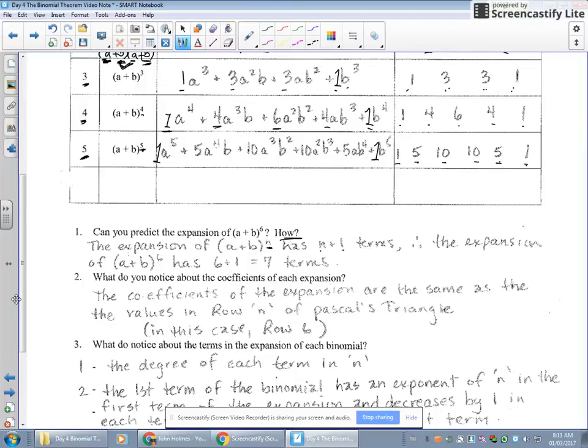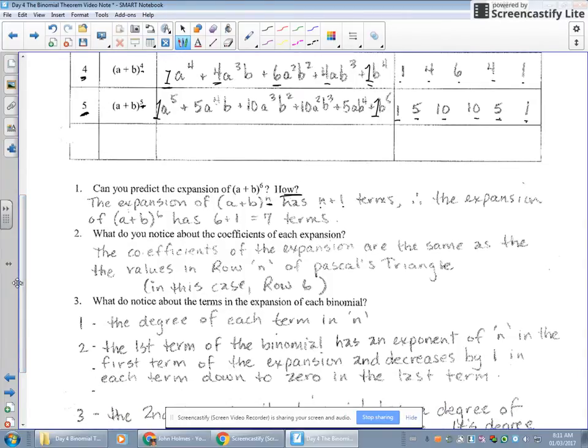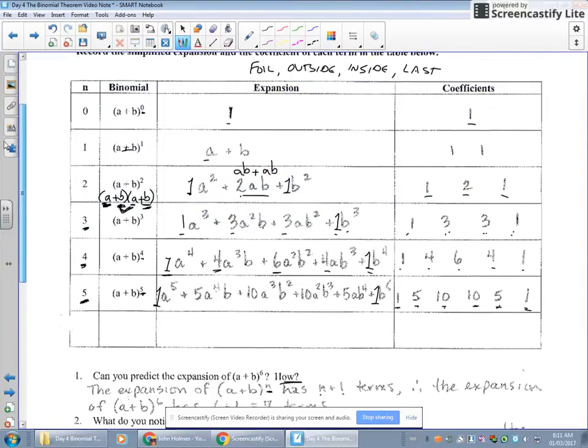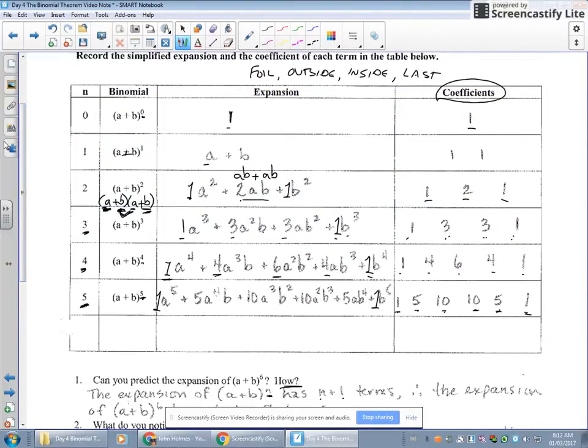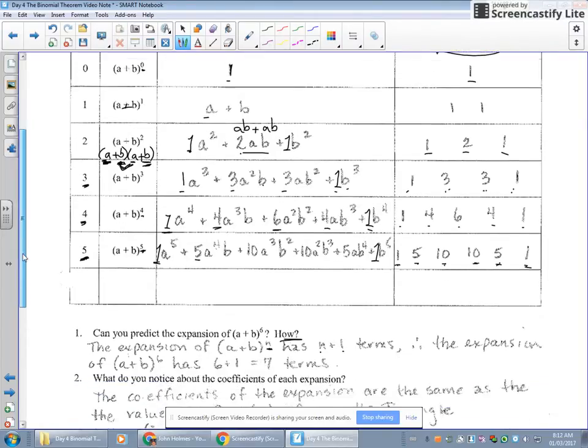We're going to continue to take a look at the patterns from this. What do you notice about the coefficients of each expansion? The coefficients are the same as the values in the nth row of Pascal's triangle. We mentioned that before. On the fifth row of Pascal's triangle, we find 1, 5, 10, 10, 5, and 1. So we're seeing a definite correlation between Pascal's triangle and the coefficients in front of the terms in the expansion.